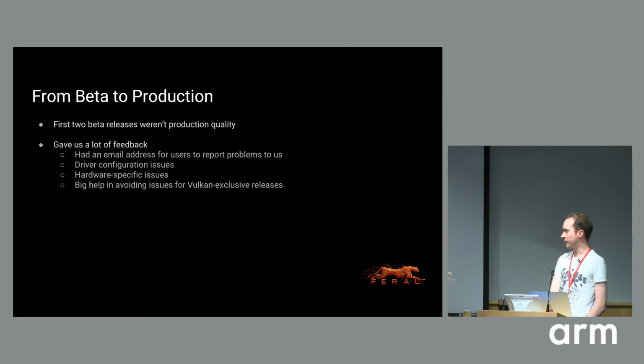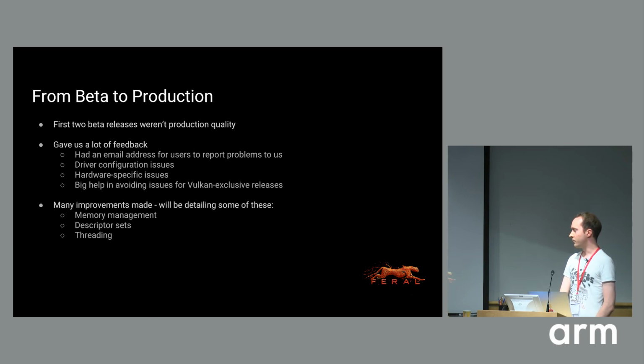So one of the main aims of having these beta releases was to collect feedback from users. So we set up an email address where users could email directly to us in the development team to report any issues that they had. And the things we had reported ranged from things like the drivers not being configured properly to actual issues with specific hardware, specific system configurations that we'd not picked up on during our internal testing. So having this early feedback was a big help for us to try and avoid having these sorts of issues down the line when we actually did start releasing games that were Vulkan only.